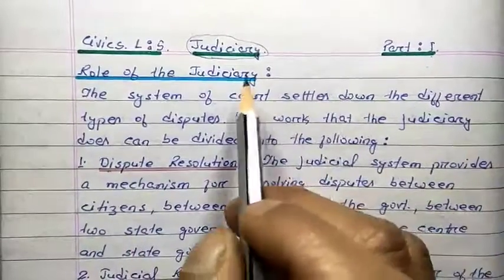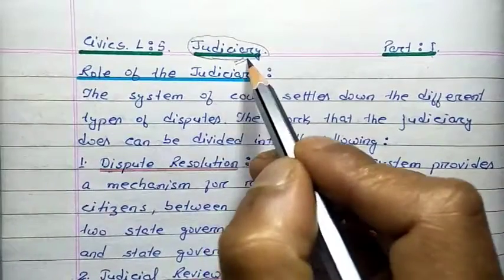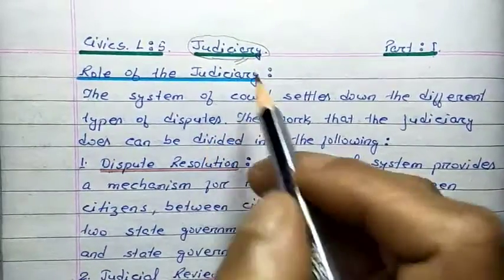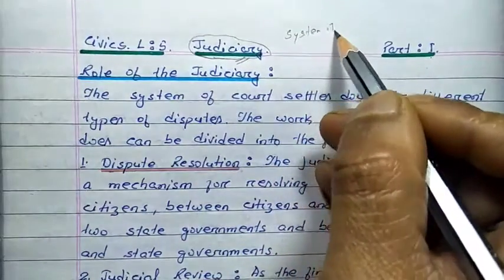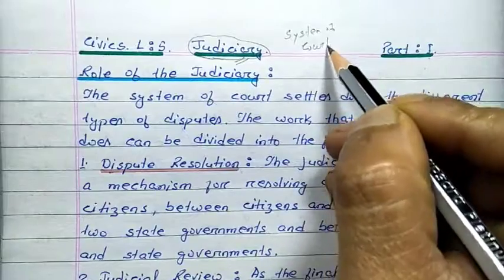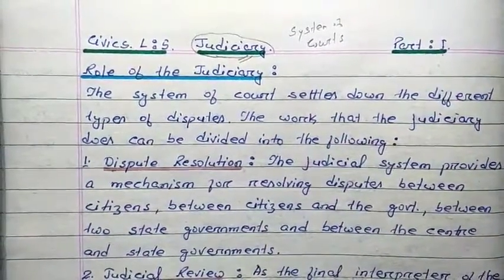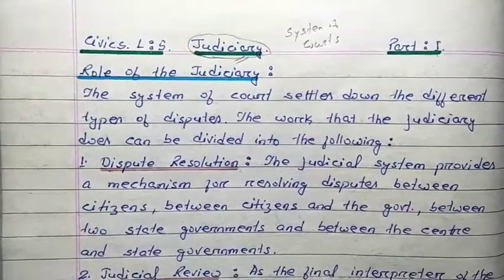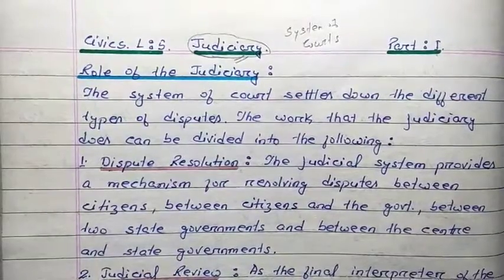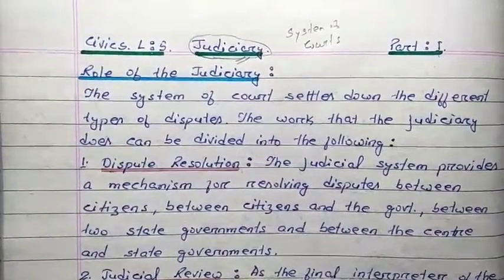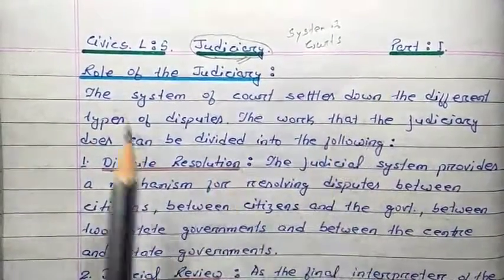Now, before going to the chapter, you should know the meaning of judiciary. In a very simple sense, judiciary means the system of courts. The system of courts in our country is known as the judiciary. As already discussed in the earlier chapters, the government has three organs: the executive, the legislature and the judiciary. About the executive and legislature we already discussed in the earlier chapters. In this chapter we shall be discussing mainly the judiciary.